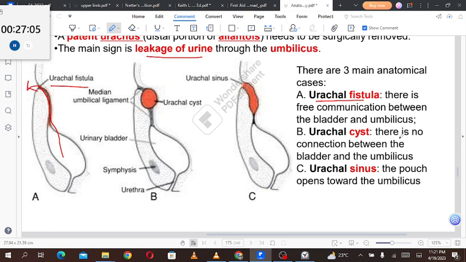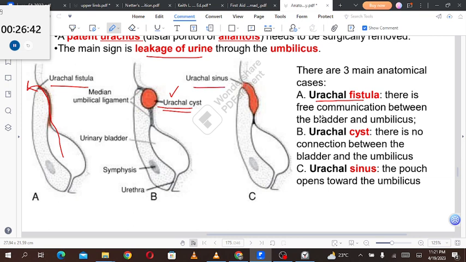Urachal cyst. There is no connection between the bladder and the umbilicus, but there is a cyst formation somewhere along the urachus. The urachus was not completely obliterated, and somewhere there was a patency, and in that an infection developed later on or some fluid accumulated, and that resulted in the formation of a urachal cyst.